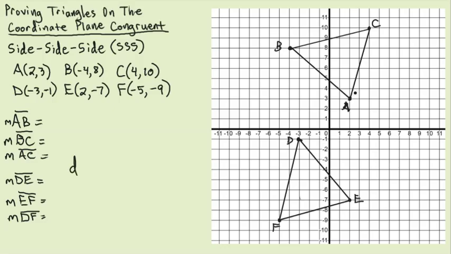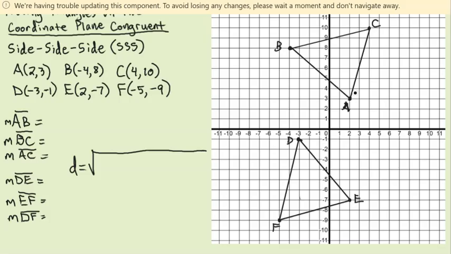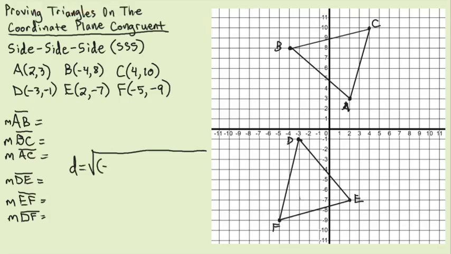Okay, so if we're going to find the distance between A and B, here's what we need. We know the distance formula is going to be the square root of... So here are A and B. We need the two x's, 2 and -4. So we'll do (-4 minus 2) squared plus, then we need the y values, 3 and 8. So we'll do (8 minus 3) squared, okay?